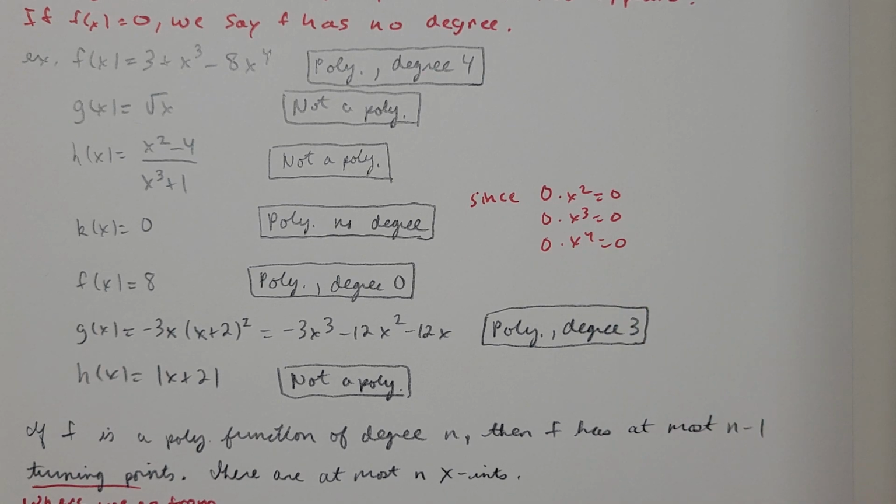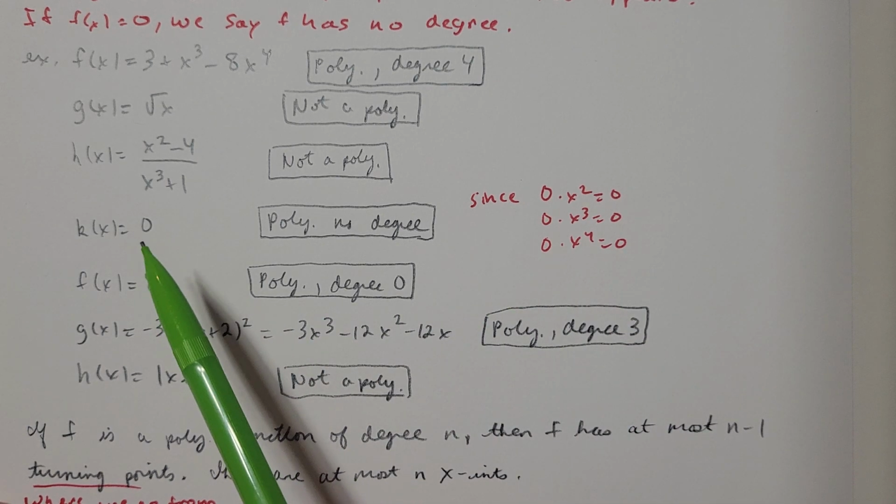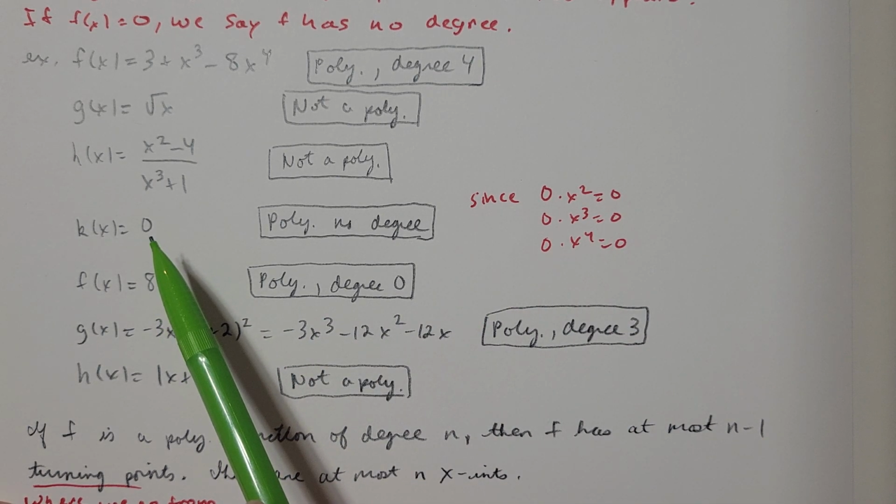So I need to check the two conditions. Is every single power of x a whole number? That condition is checked off by default, right? Because 0 times anything is 0. And also, every coefficient has to be a real number. Well, 0 is a real number.